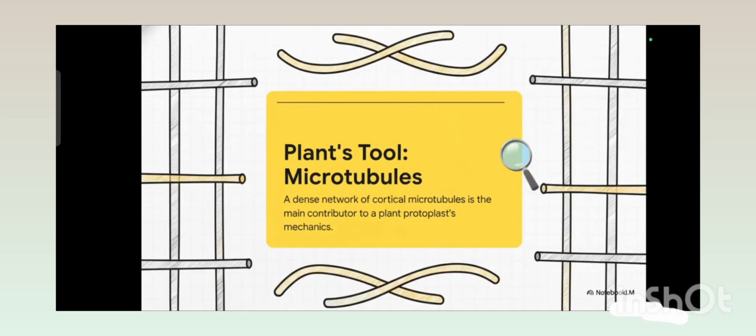But the plant protoplast? It uses a completely different tool. Its strength comes mainly from a dense network of things called microtubules. Now, these are individually way more rigid than actin filaments. So by building its internal scaffold with these stiffer beams, the plant cell achieves the exact same overall mechanical behavior as an animal cell does with its more flexible network. It's two different architectural solutions to the very same engineering problem.